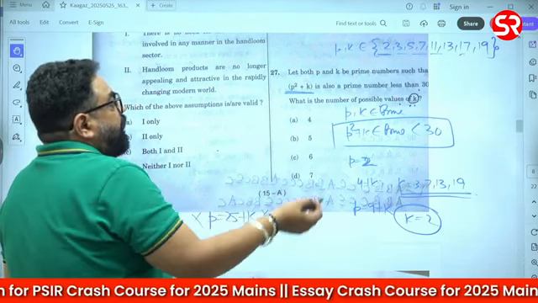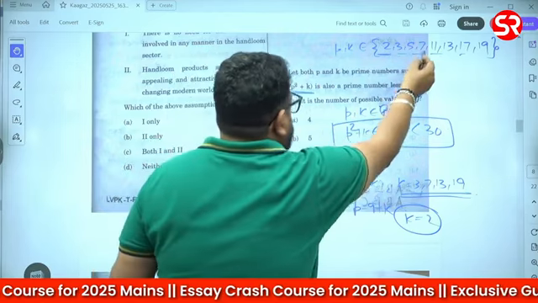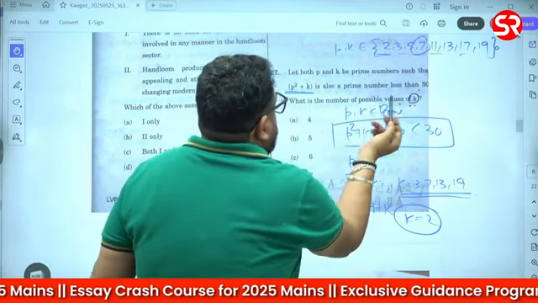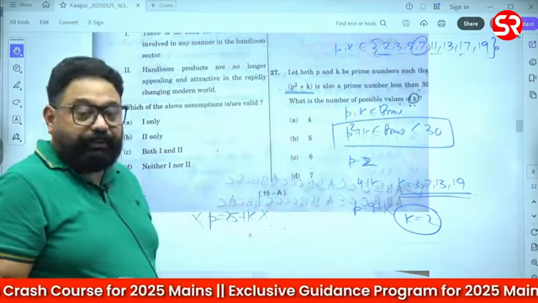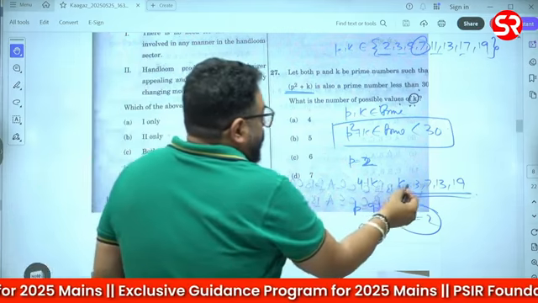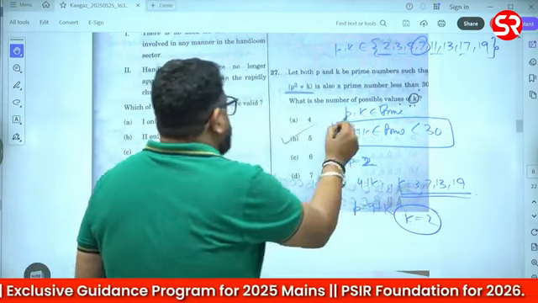And if you take p is equal to 7, 7 square is 49 plus k, वो तो 30 से बड़ा ही हो गया. So how many pairs? How many values of k are there? 5 values of k are there.